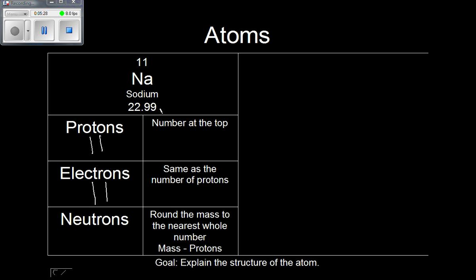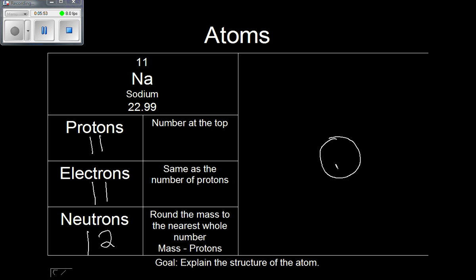The number at the bottom tells you what the mass is. Because it's impossible to have a partial proton or a partial neutron within an atom, we round this off to the nearest whole number, which would be 23. To find our neutrons, we take this 23 and subtract the 11 protons from it, and that gives us 12 neutrons. To begin our Bohr model, we start with a circle.